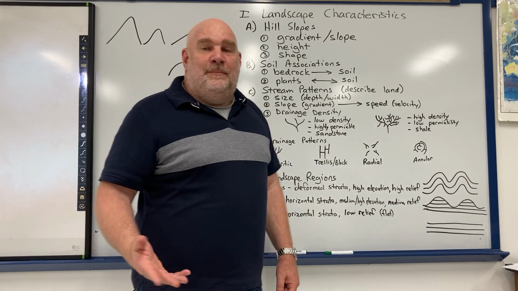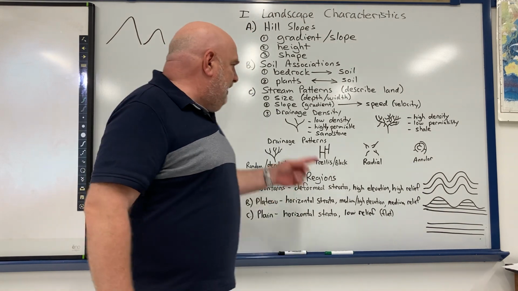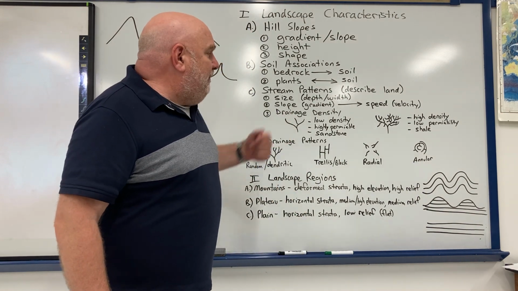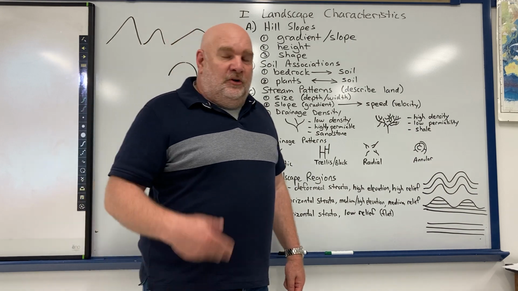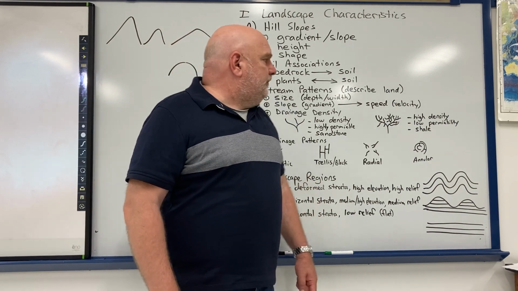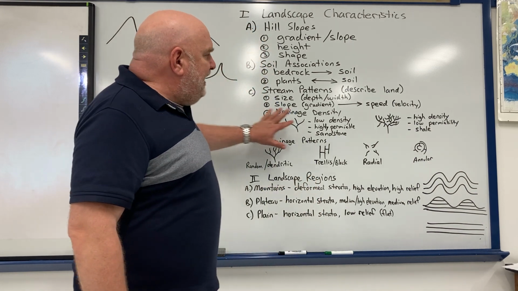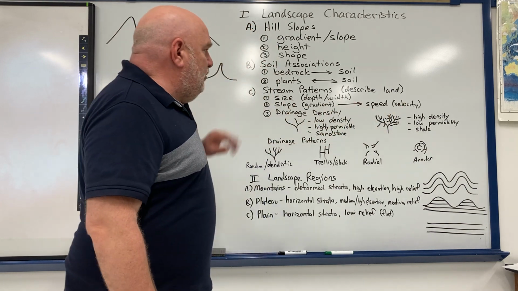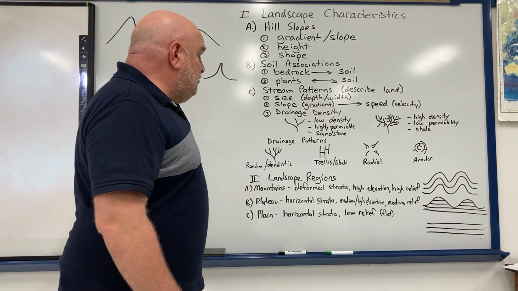It might not be, but that's a logical inference to draw, and the same thing here. It might not be sandstone, it might be something else, but there's a good chance that it is sandstone. Okay? So drainage density is another thing I might use to describe a stream.